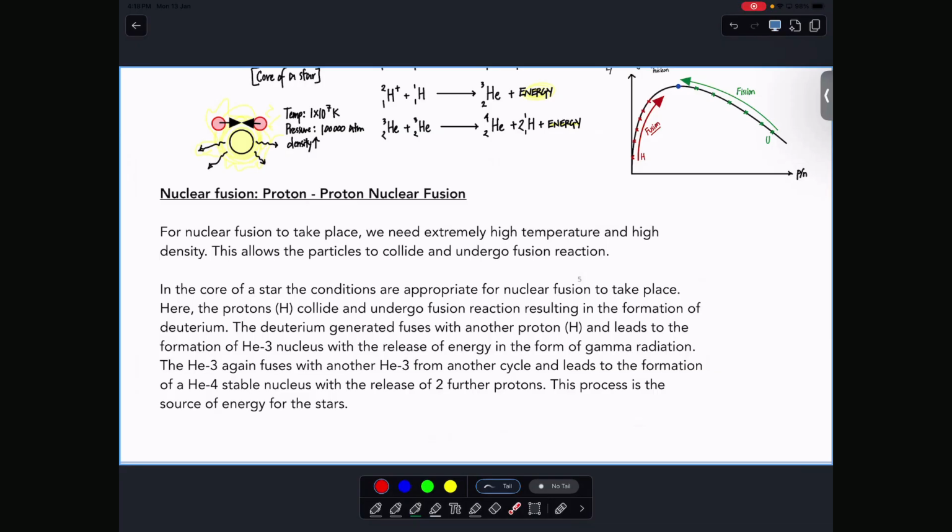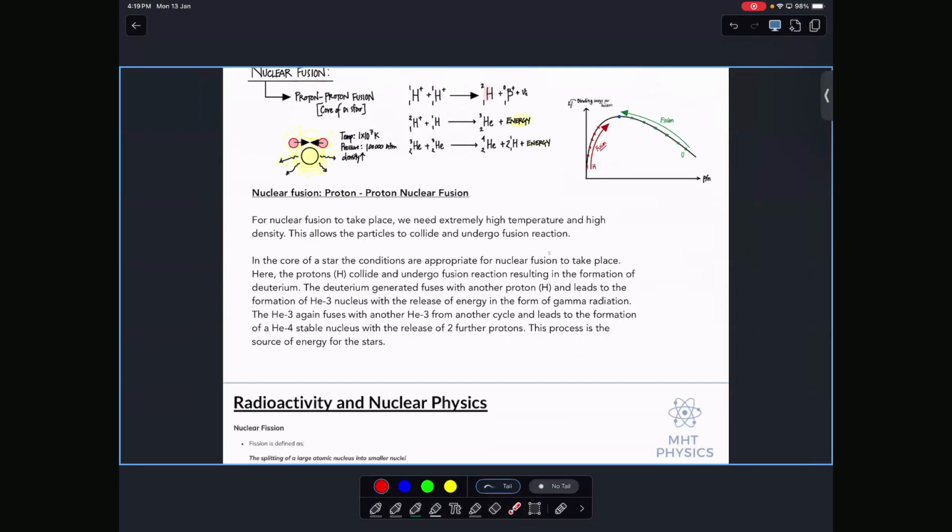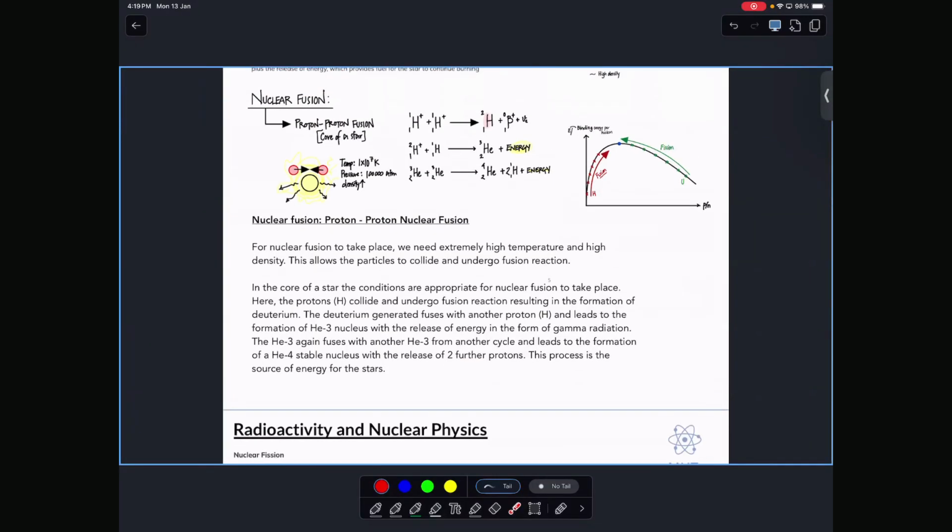It's a process by which smaller, lighter nuclei merge together to form a heavy nucleus with the release of what? Energy. That's it. Okay, that's the thing that has shown up so far. Do you understand? Okay, so that's nuclear fusion. I've given you the definition.